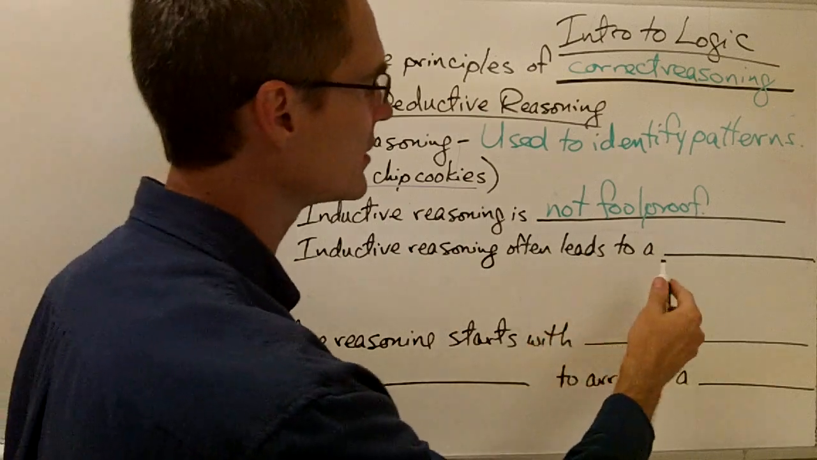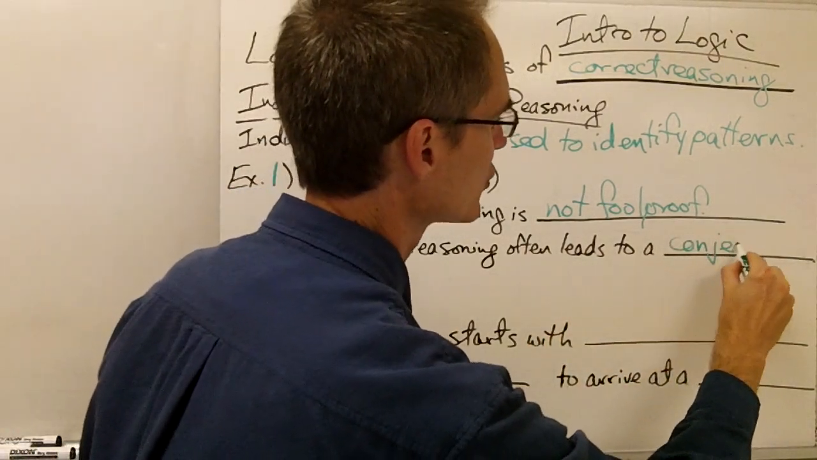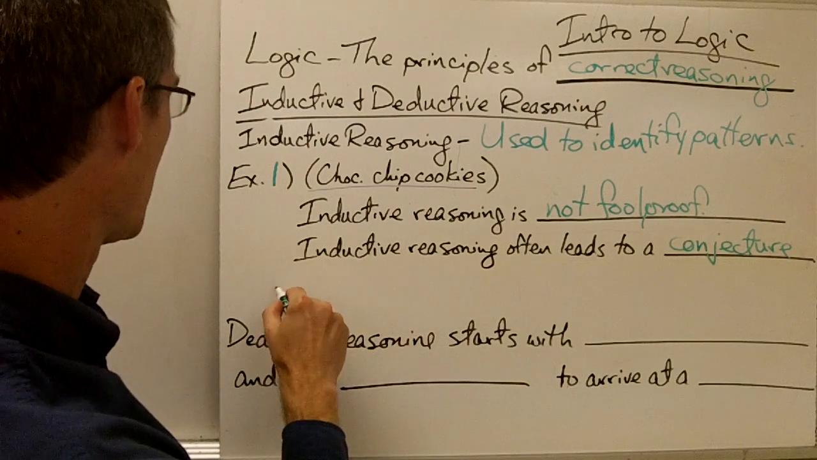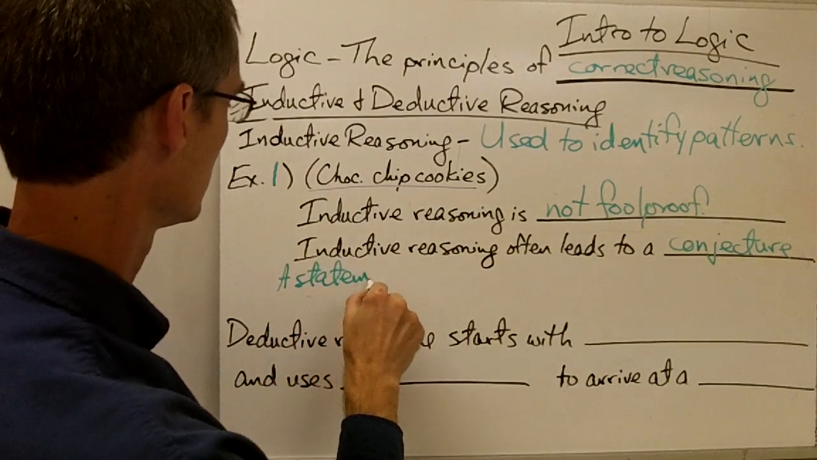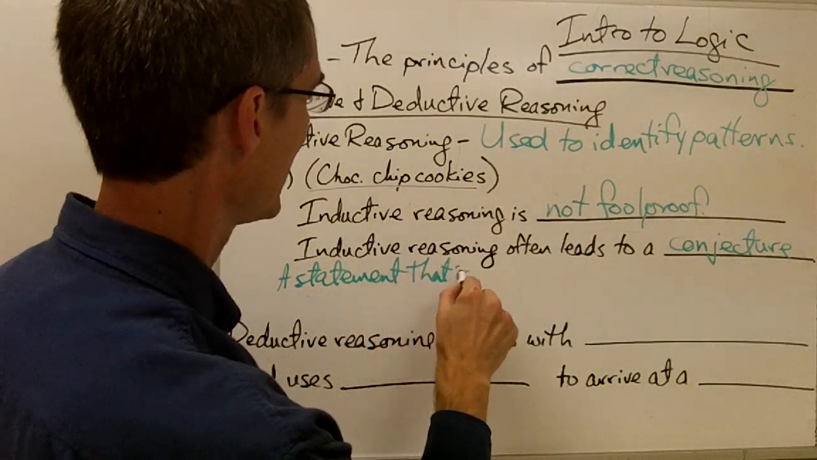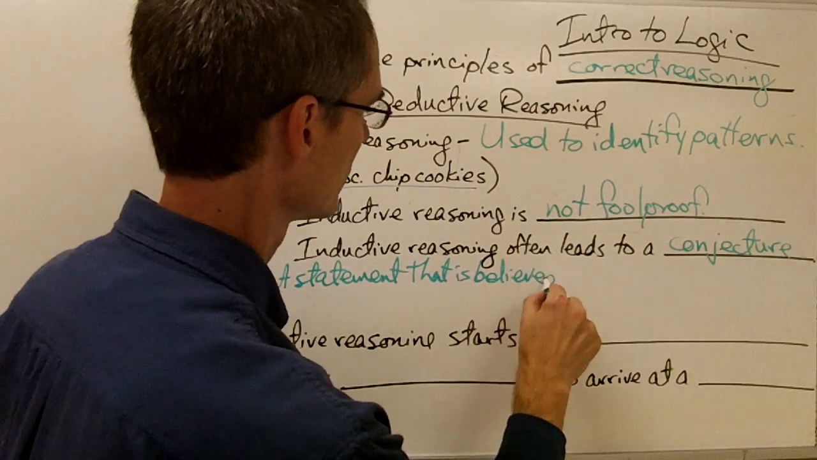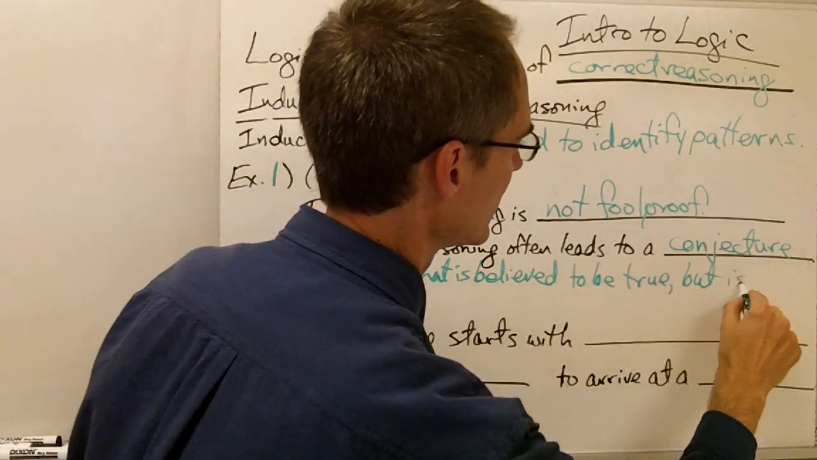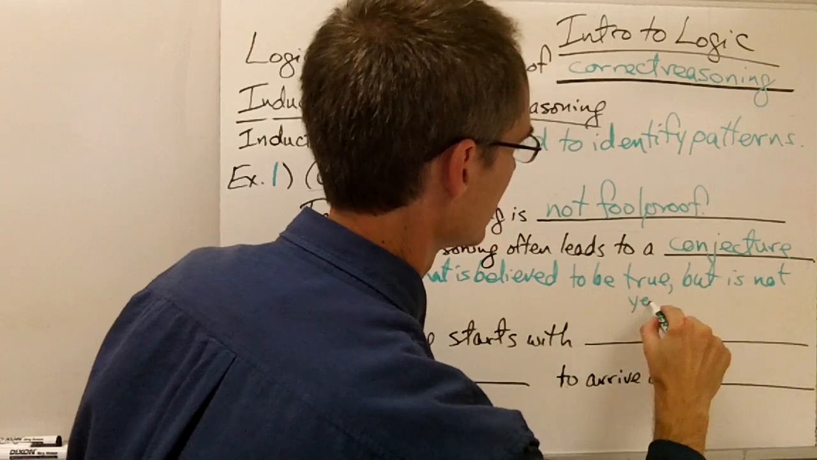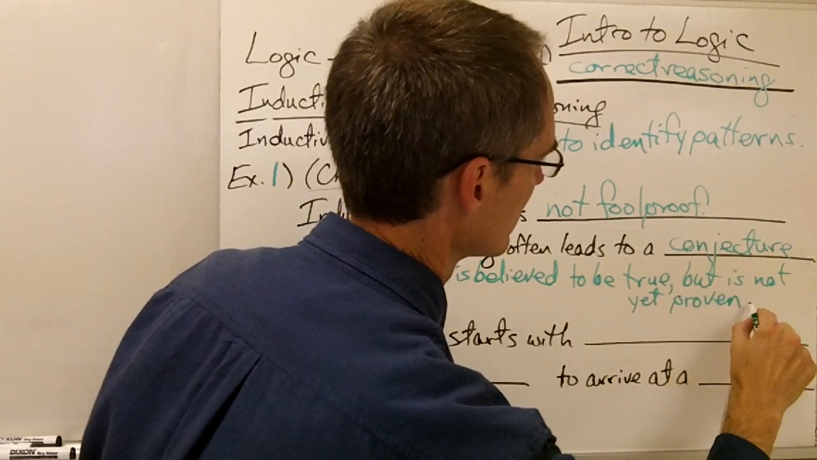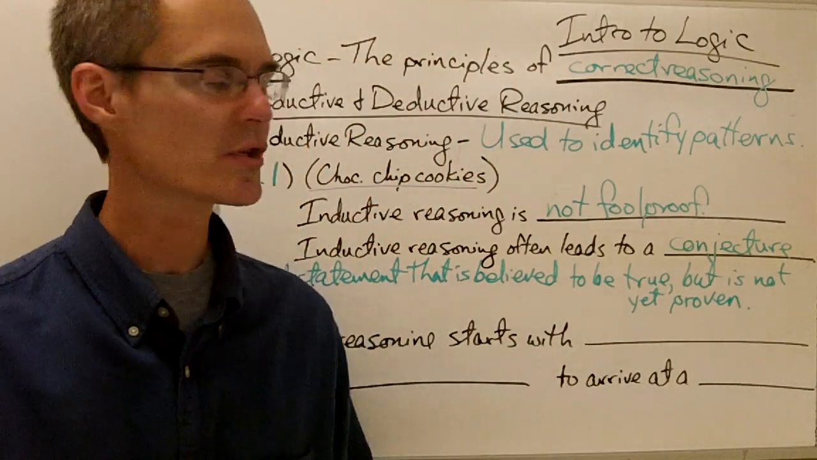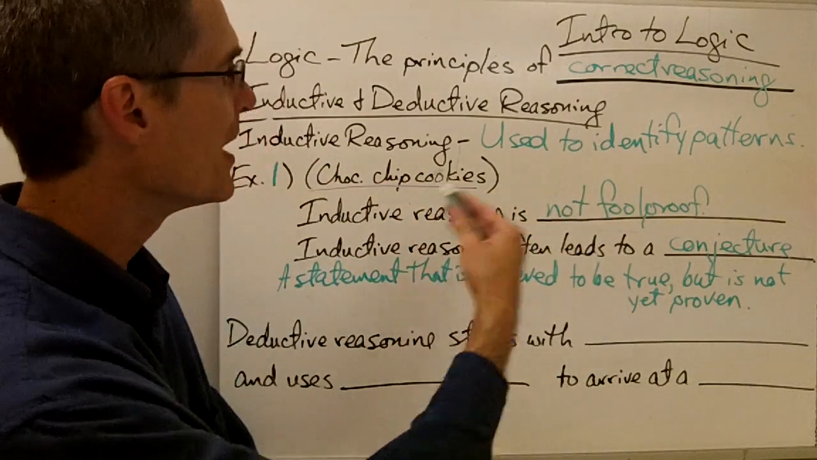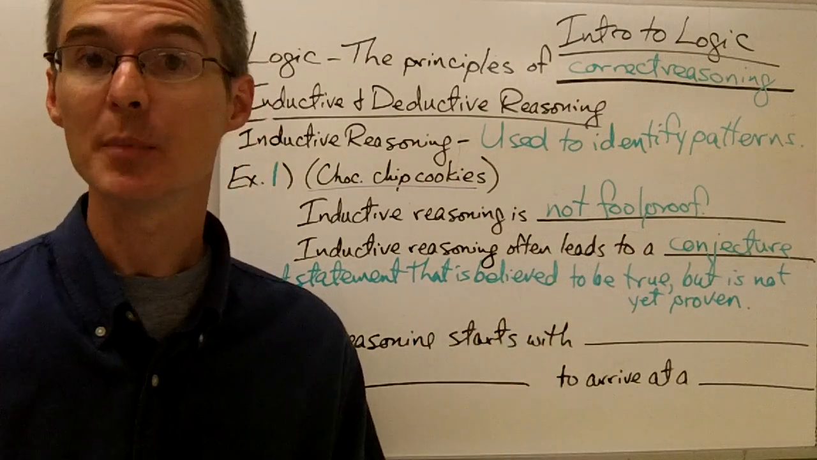However, inductive reasoning often leads to something called a conjecture. And a conjecture is just a statement that is believed to be true, but is not yet proven. Now, we're going to talk a little bit more about conjectures as we go, but for now we're just going to note that inductive reasoning, you use it to identify patterns, and you use those patterns to make conjectures or to come up with statements that you believe to be true even though you might not be able to prove them.